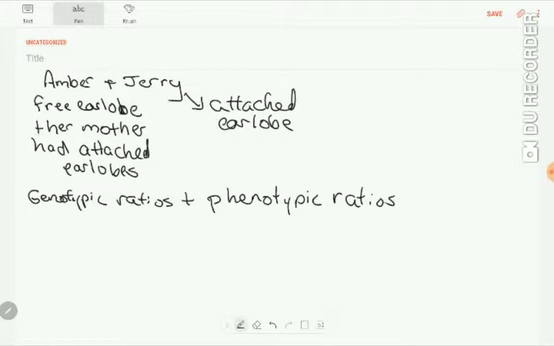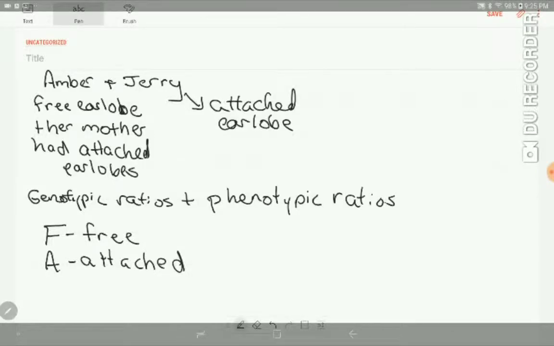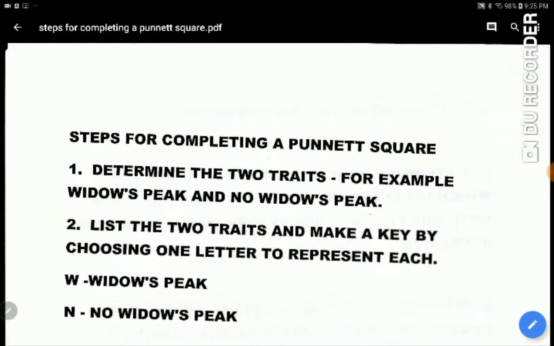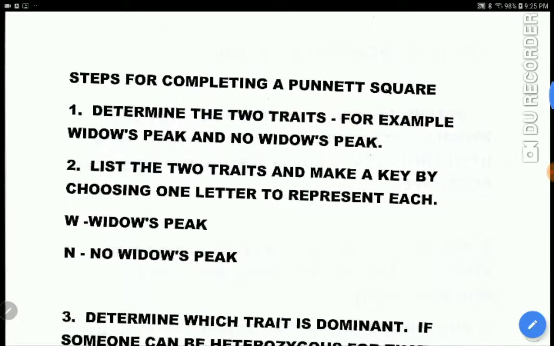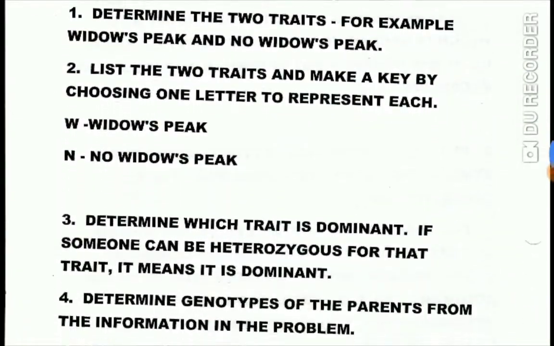And I'm going to make a key. So F stands for free, and A stands for attached. Now notice I'm using capital letters, and I'm using different ones. The reason I'm doing this is because we don't know right now which trait is dominant. We're going to have to figure that out. So I don't want to use a lowercase letter and be wrong about which trait's dominant, because then I'd just be more confused. So I've made my key as it states in step 2.